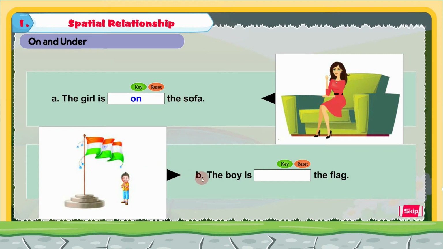Next, B. Here you can see a flag and a boy. The boy is dash the flag. Where is the boy? The boy is under the flag. We will write here under. The boy is under the flag.